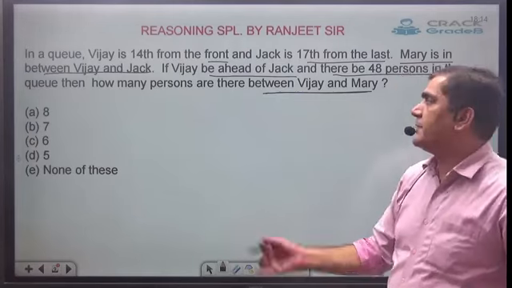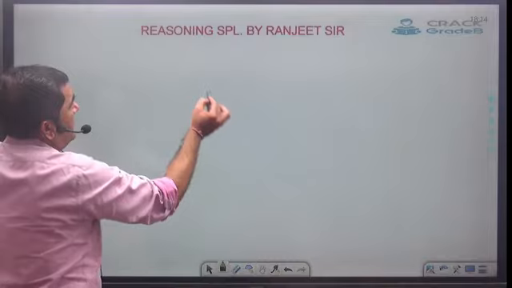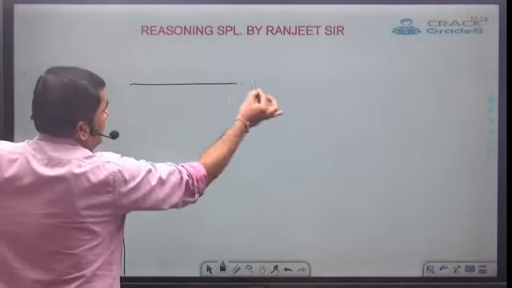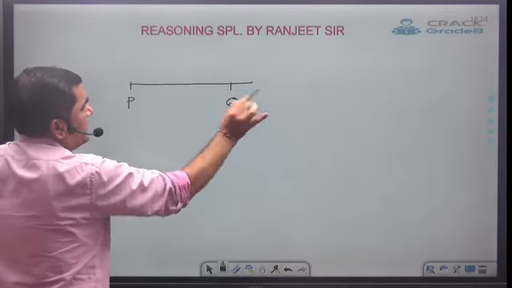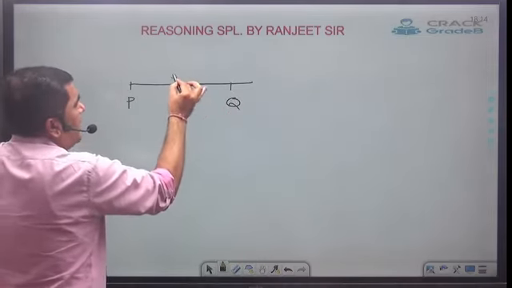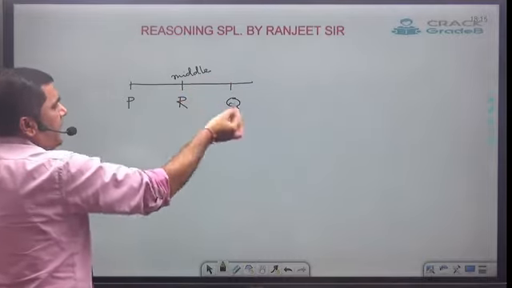Okay. Now let's start with the concept. How to get the answer for these sort of questions. Now suppose they have given, let's assume P is over here and Q is over here. And let's assume they are saying R is exactly in the middle of P and Q.